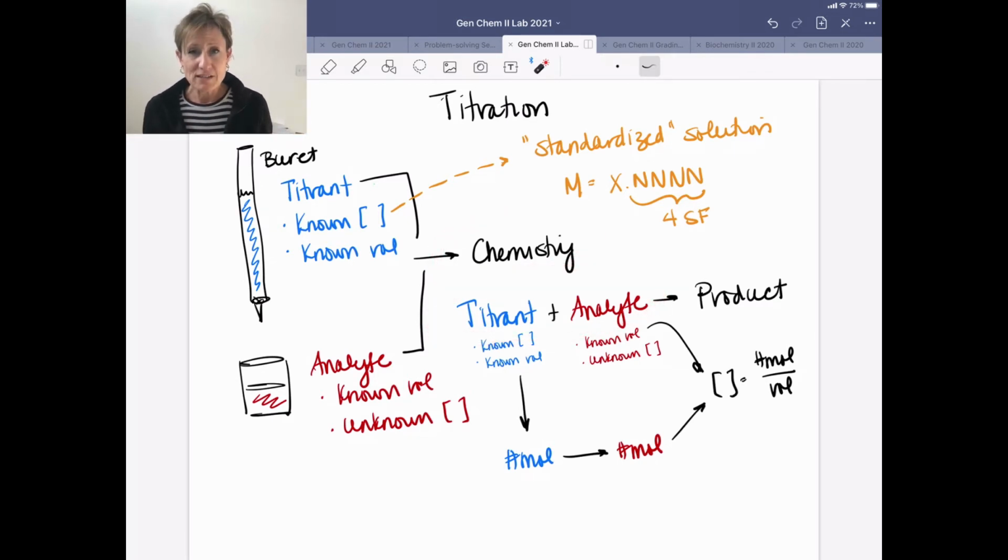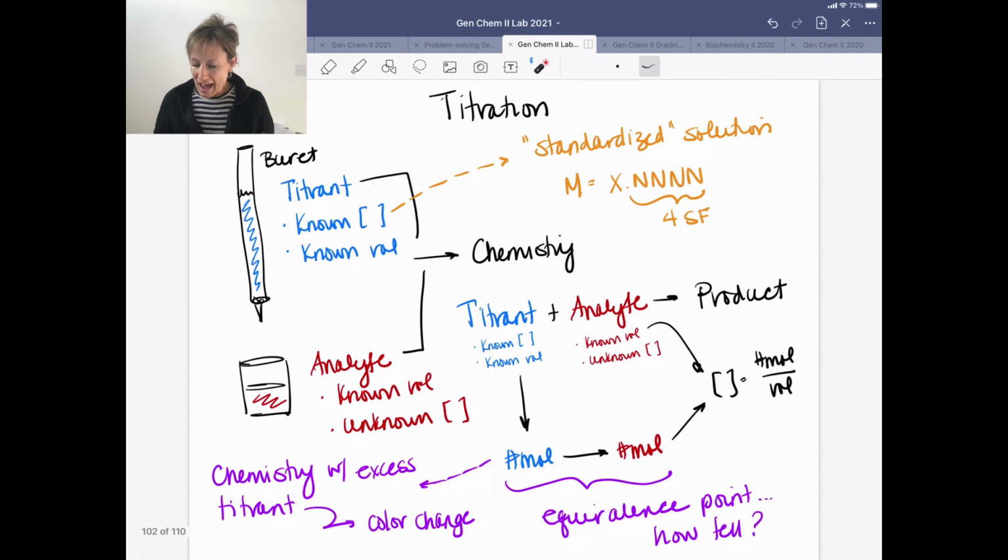So the last piece to know here is, well, how do I know that I've actually had the same number of moles of titrant react with the same number of moles of analyte? We call this stoichiometric equivalence. I've reached what's called the equivalence point. So how do I know I'm there? How do I know that I've reached this equal molar amount?